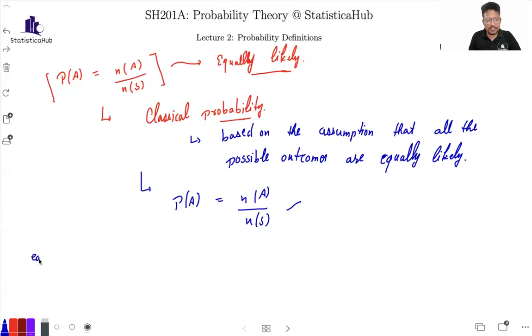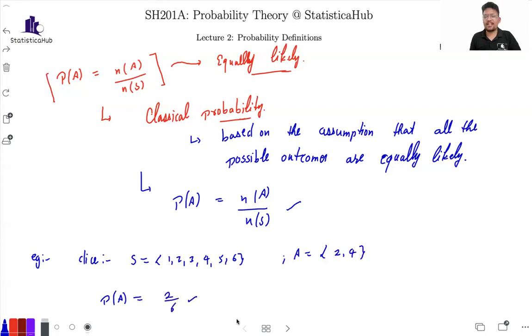For example, think about a die. The sample space will be 1, 2, 3, 4, 5, and 6. Then you define the probability of any event A. If I consider event A to be 2, 4, only 2 elements, this will come out to be 2 over 6. We are considering that all the possible outcomes are equally likely, having equal chance to occur in this particular experiment as the final outcome. This is one way we understand classical probability.